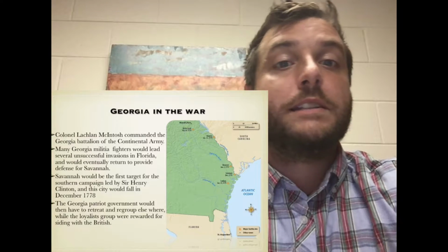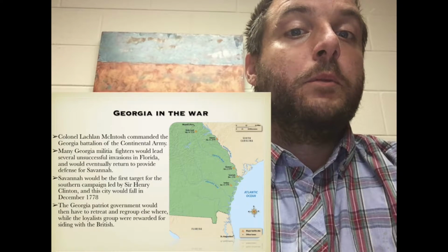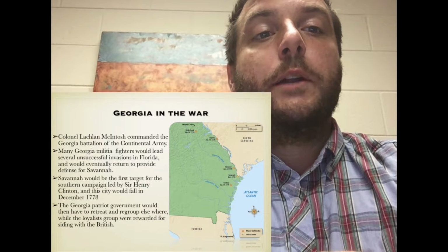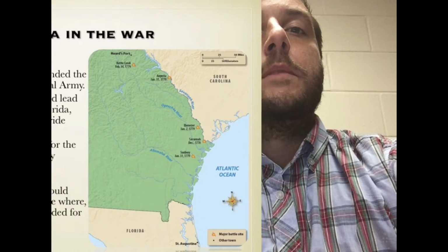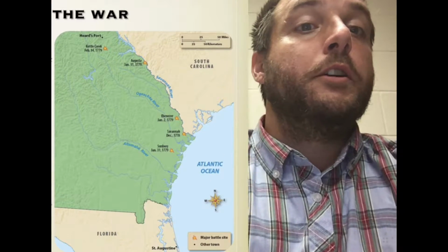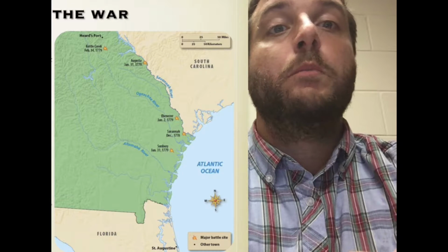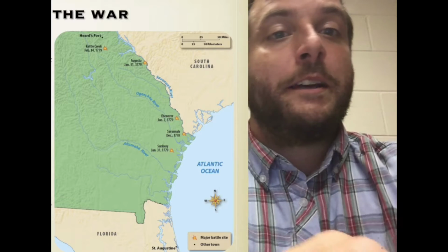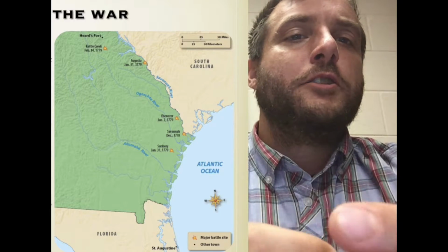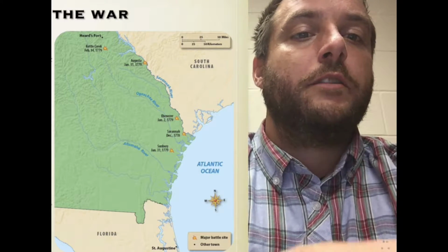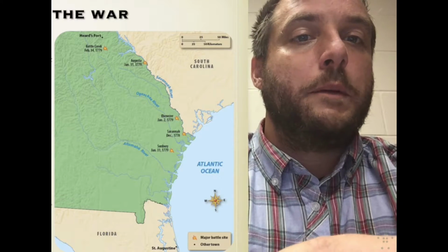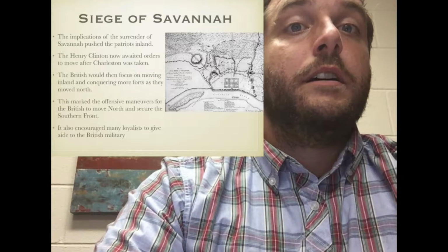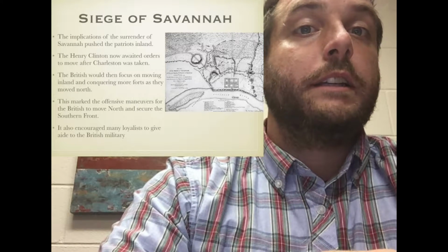in December of 1778. The Georgia Patriot government would then have to retreat and regroup elsewhere, while the Loyalist group were rewarded for siding with the British. And as you can see here, Savannah would be a good starting point for the British to move up the Savannah River, take Augusta, then Kettle Creek, which we'll get into in just a second. But it was a good strategy to cut off the Patriot cause to the south from the northern campaign and the southern campaign. Again, the siege of Savannah, the implications of the surrender of Savannah pushed the Patriots inland.